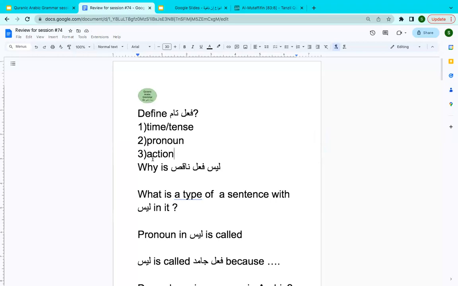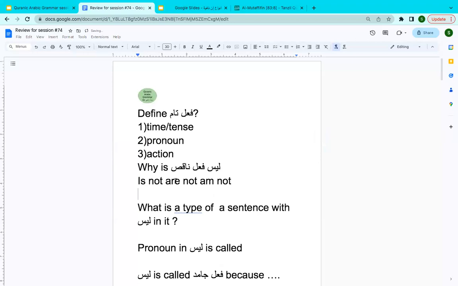Okay? When we look at Laysa, what is missing there? Laysa is translated as is not, are not, am not. What is missing? We have tense, we have a pronoun, but we do not have an action. So, since it has no action, we are going to call Laysa fail naqis. Everyone understood this?